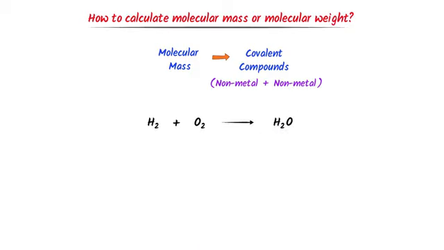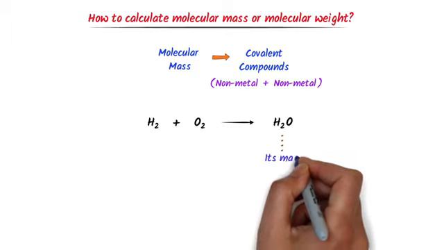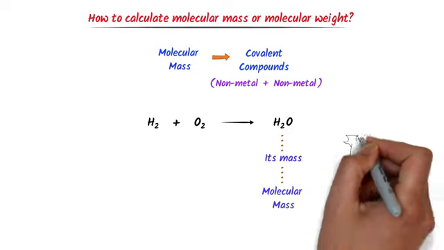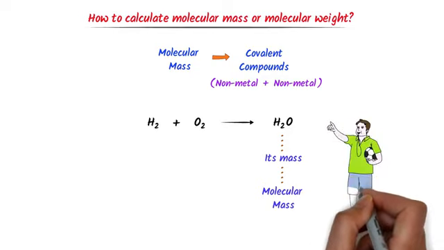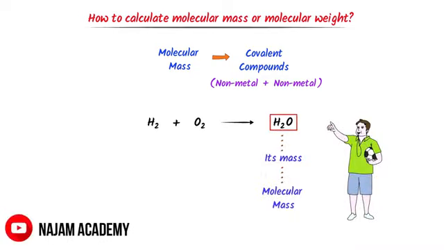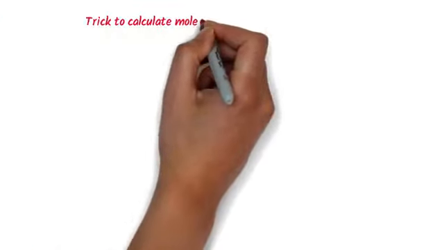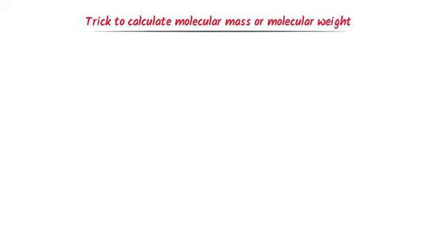Now this is a molecule of water and its mass is known as molecular mass. Therefore, note it down that molecular mass is usually known as the mass of molecules having covalent bond. Now let me teach you the super easy trick of calculating molecular mass or molecular weight.